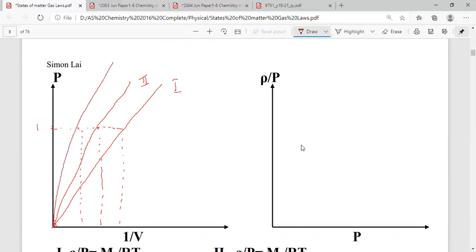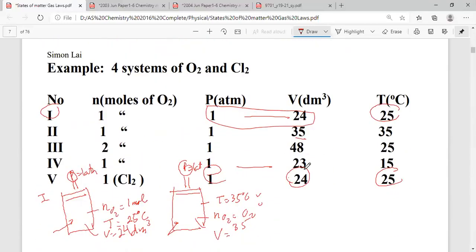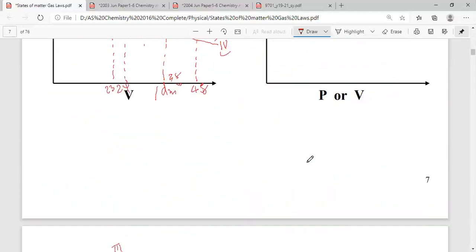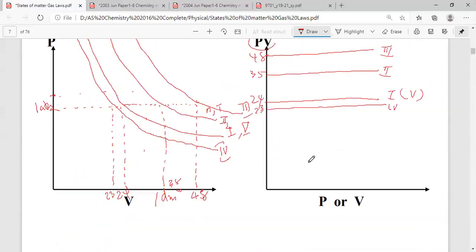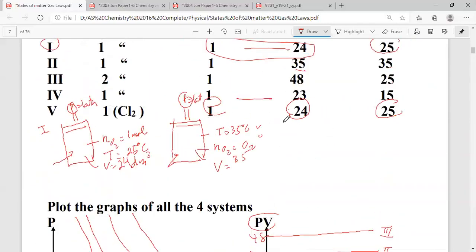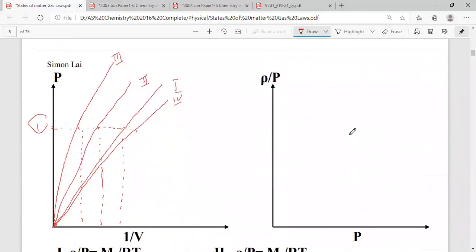Okay, here's 3. This one is 23, bigger, isn't it? 1 over V is bigger. So 4 is bigger. So let's go back to pressure for 1 versus constant. Obviously, for number 5, it's the same as 1, isn't it? 5 is same as here.